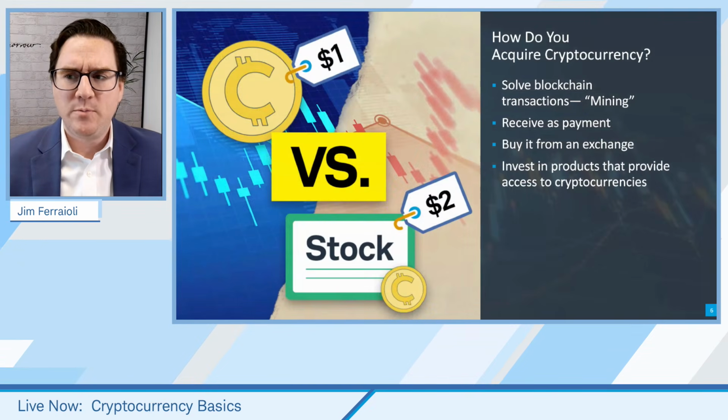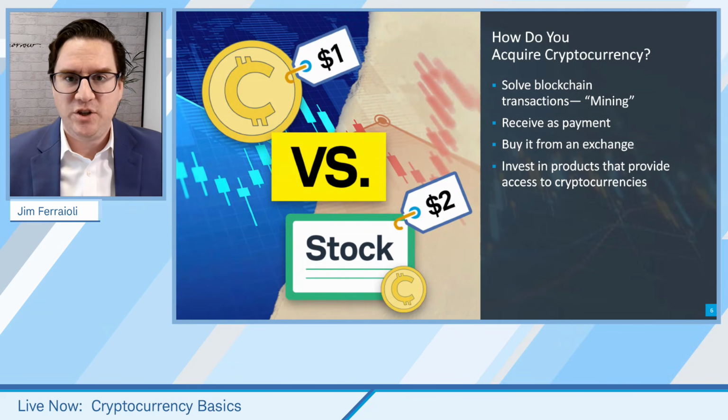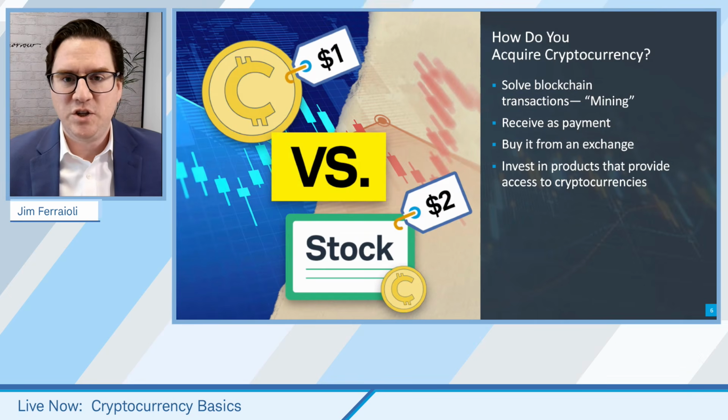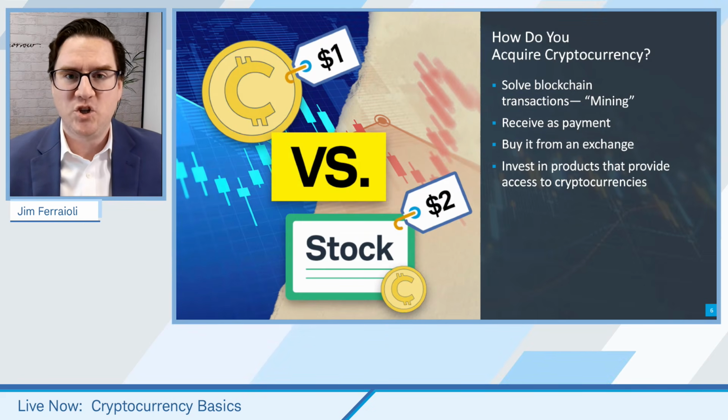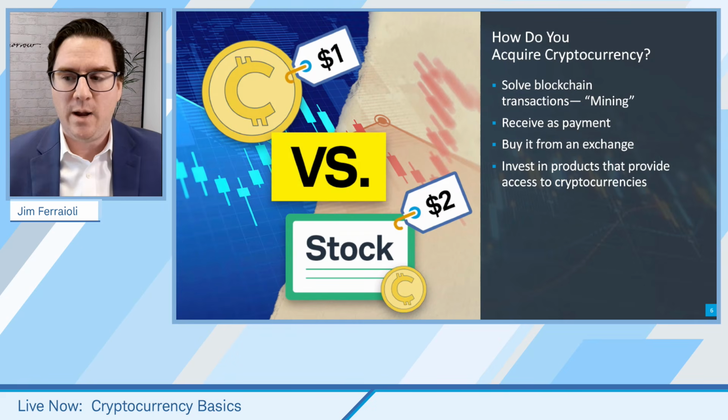So how do you acquire cryptocurrency? So the first way, you could solve blockchain transactions and get rewarded them as a miner. You can also receive them as a payment. If you want to purchase a good or a service from someone, you can literally pay them in cryptocurrencies. You can also buy cryptocurrencies from an exchange. There are decentralized exchanges. There are centralized exchanges. If you're watching this video, you're probably well aware that Schwab is rolling out cryptocurrency trading this year. And so you will be able to purchase and invest in them at Schwab.